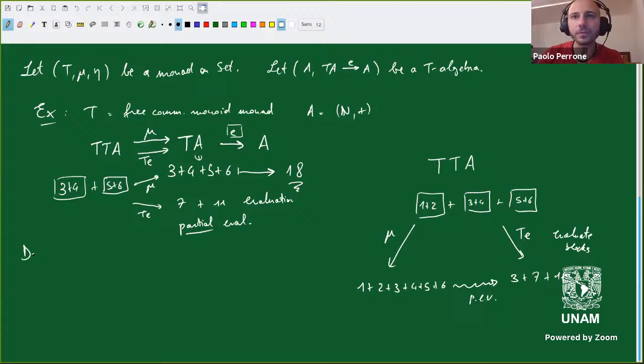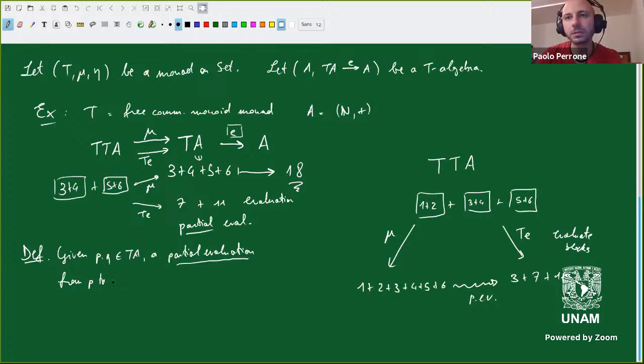So definition, given elements of TA, a partial evaluation from P to Q is an element phi in TTA such that, well, as we have said there, mu of phi is P and TE of phi is Q. Okay?